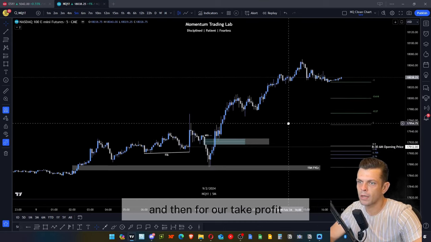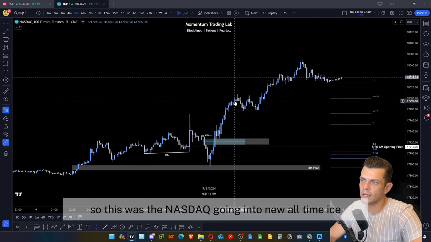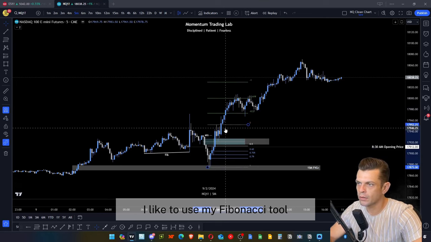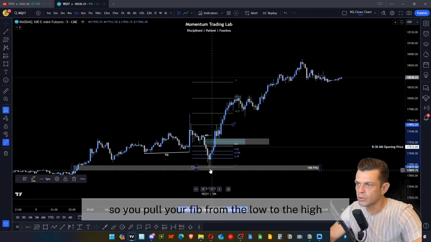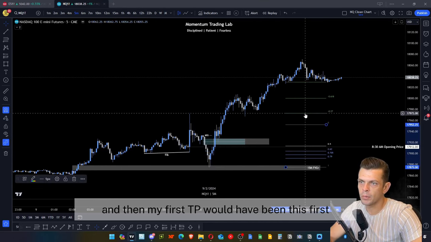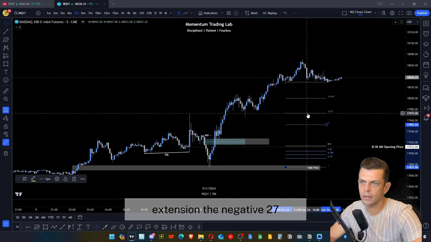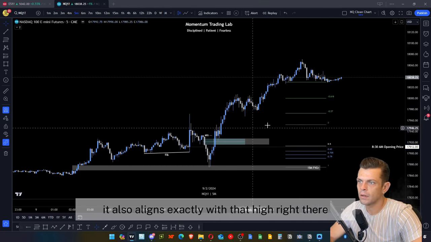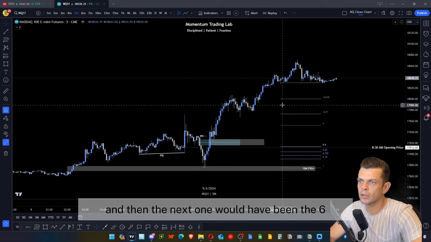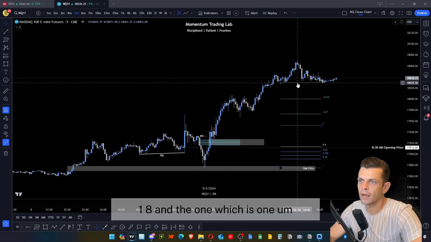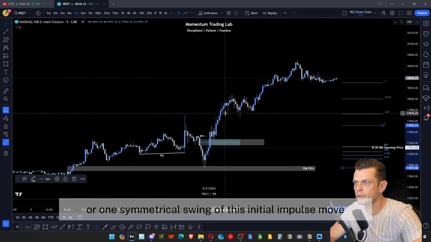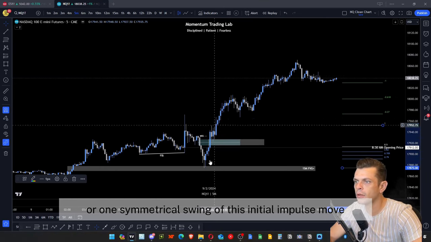And then for our take profit, so this was the NASDAQ going into new all-time highs. So for this situation, I like to use my Fibonacci tool. So you pull your Fib from the low to the high. And then my first TP would have been this first extension, the negative 27. It also aligns exactly with that high right there. And then the next one would have been the 618 and the 1, which is one standard deviation or one symmetrical swing of this initial impulse move.